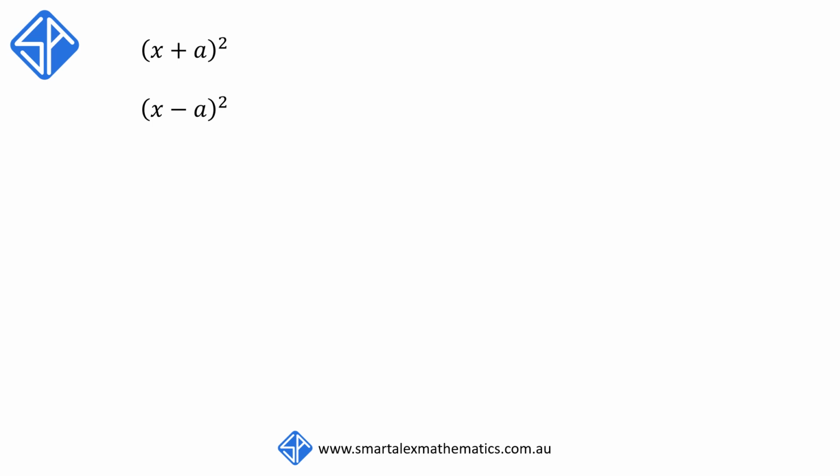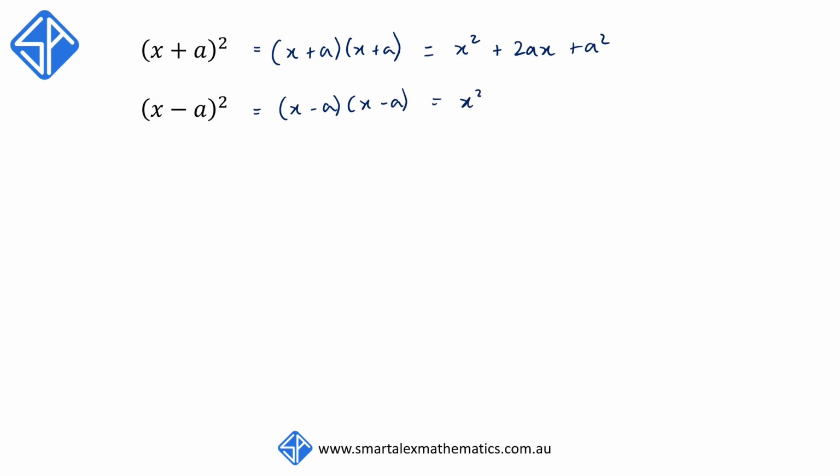If we expand these expressions, the first one, (x + a)², will simplify to (x + a)(x + a), which using binomial expansion will simplify to x² + 2ax + a². The bottom one, (x - a)², is (x - a)(x - a), which simplifies to x² - 2ax + a².